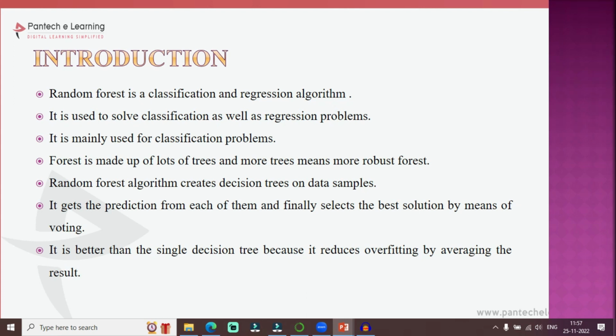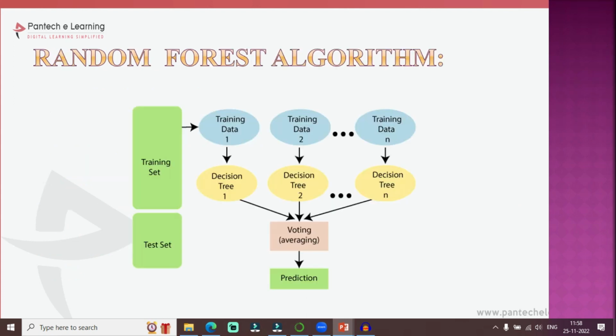Each and every type of algorithm has a basic working principle, and works in its own unique way. The random forest is better than a single decision tree. It is going to reduce the overfitting problem by averaging the result. Clear with this? So what do you mean by this random forest algorithm?